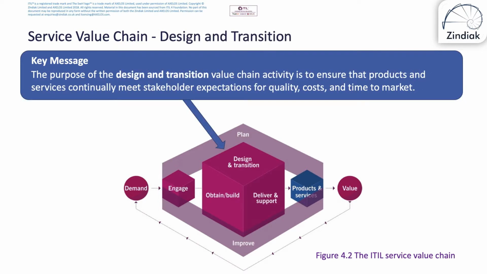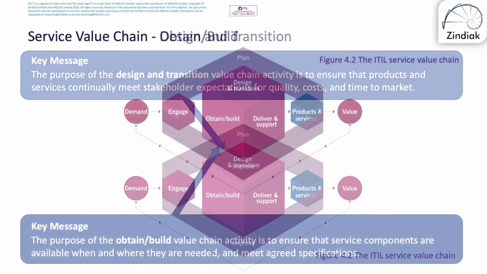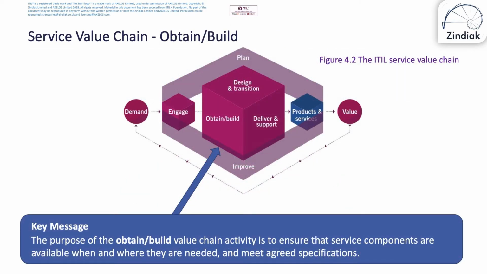The purpose of the design and transition value chain activity is to ensure that products and services continually meet stakeholder expectations for quality, cost, and time to market. The purpose of the obtain/build value chain activity is to ensure that service components are available when and where they are needed and meet agreed specifications.